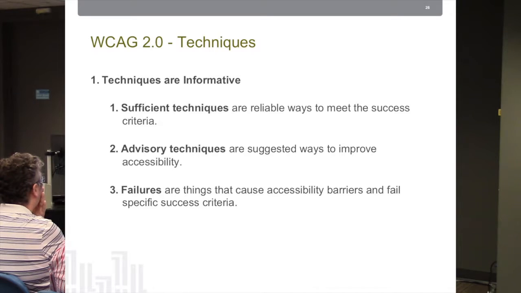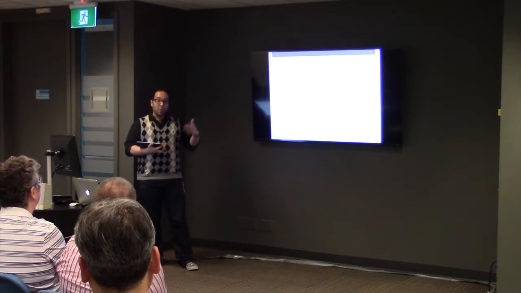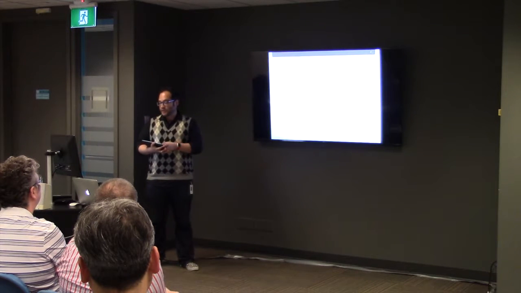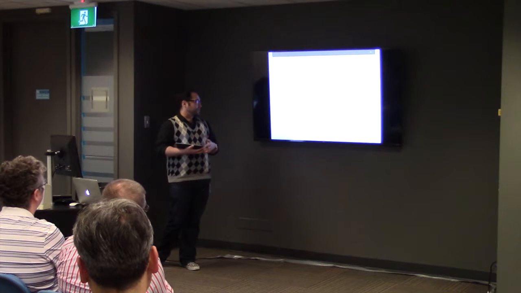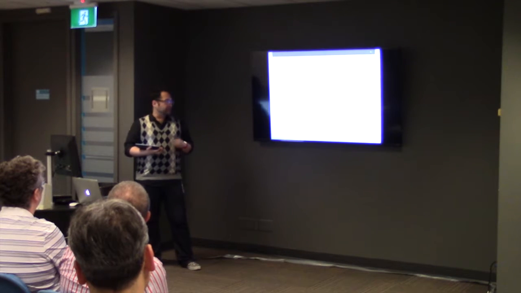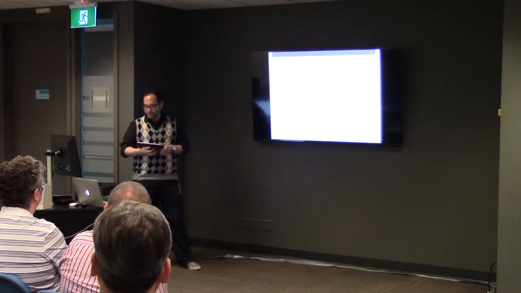So the good thing about the techniques is that they're considered informative, so they're not required, but we do at least have a level of sufficiency, so we know when something has met the criteria. But again, there are also additional advisory techniques that can suggest ways to make improvements. However, you're not bound by those. And lastly, you also want to make sure that you are acknowledging and addressing failures. Because if someone can't complete the success criteria, you need to make sure that you're addressing what is happening in that failure.